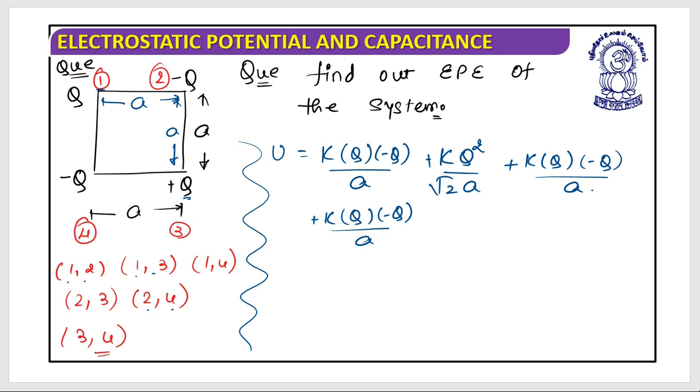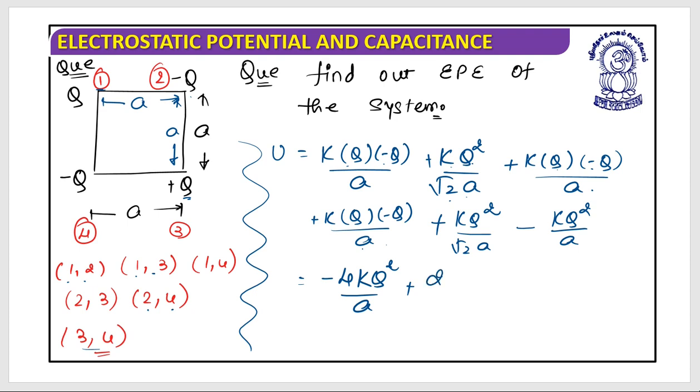Next it is 2 comma 4, so this is minus times minus, plus kq square by root 2 a. And last it's 3 comma 4, minus kq square divided by a. So look at this, if I solve this, it's minus kq square by a, even this is minus kq square by a, even this is minus kq square by a, even this is minus kq square by a. So the term that will remain is minus 4 kq square divided by a, plus kq square by root 2 a plus kq square by root 2 a.